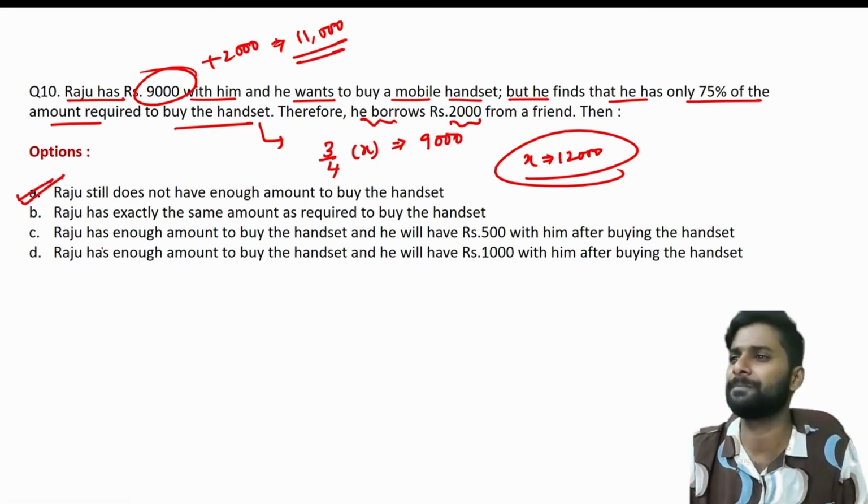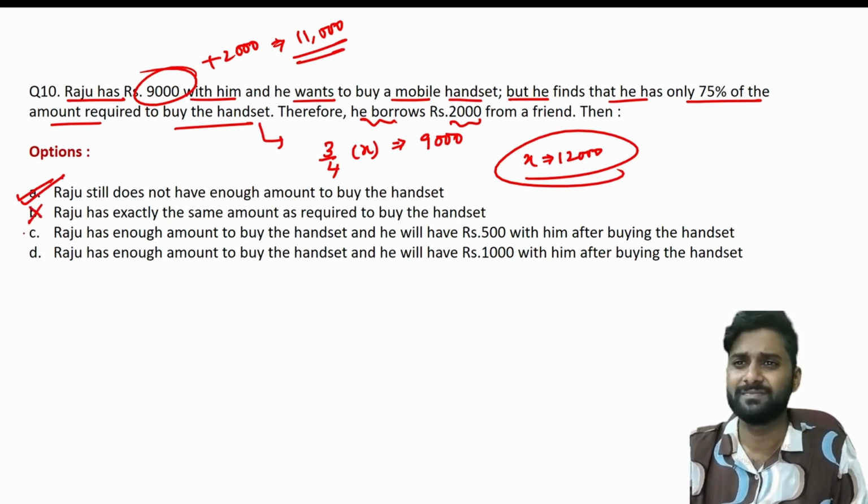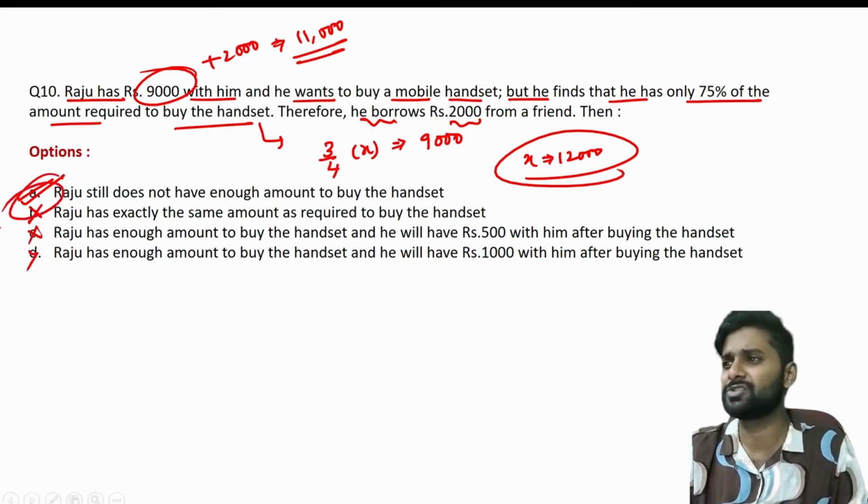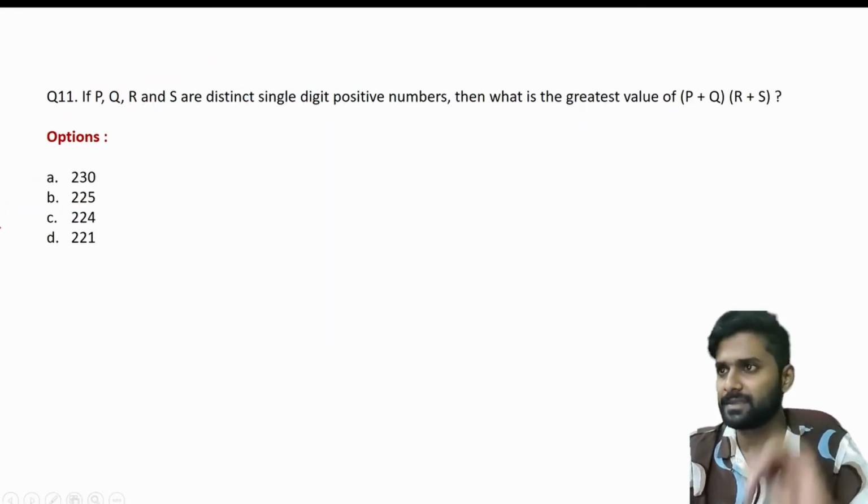Yes, it's a suitable option. Raju has exactly the same amount required to buy the handset. Is it not possible? C, D is not at all possible. Here the suitable answer is A. Next.